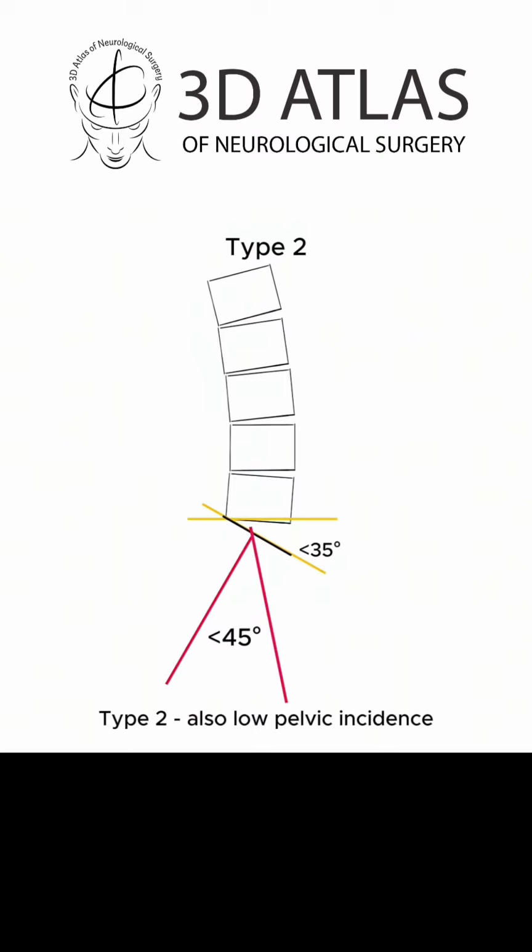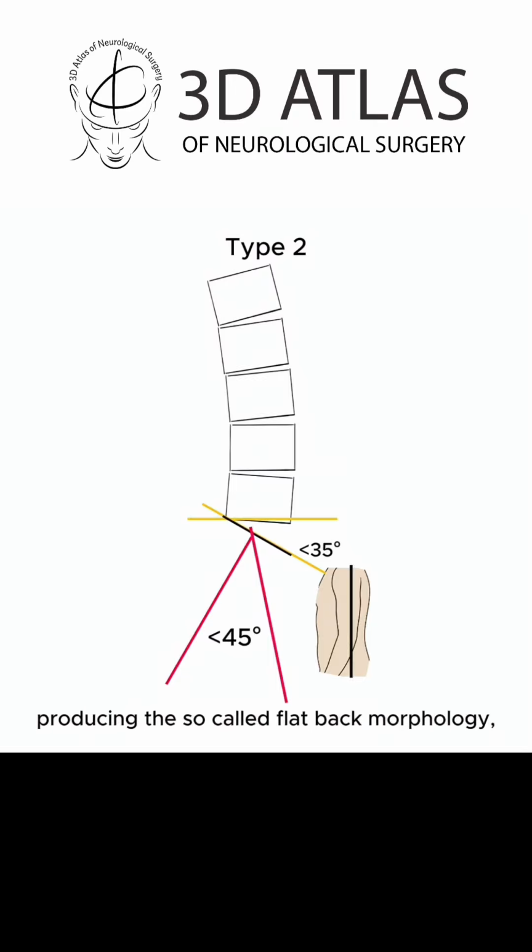Type 2, also low pelvic incidence but with the apex slightly higher, around L4. The overall curvature is flat, producing the so-called flat back morphology. These individuals often experience early disc degeneration due to a lack of normal lordosis.